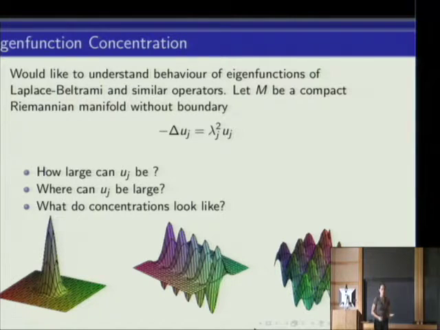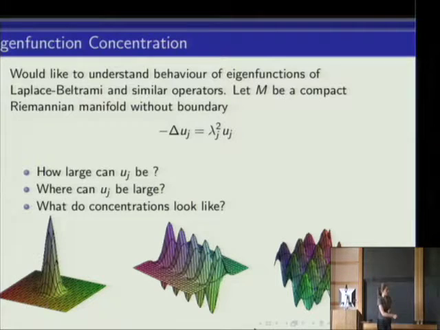We're going to consider an eigenfunction of a Laplacian. So we're working in the background of a Riemannian manifold M that doesn't have a boundary, and we'll have a sequence of eigenfunctions u_j with eigenvalue lambda_j squared. What we'd like to know is how large can these u_j be, where can they be large, and what do these concentrations look like. So down here I've got a couple of the possible concentrations.